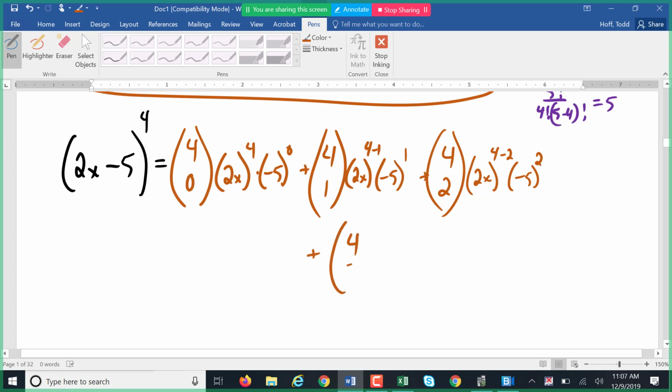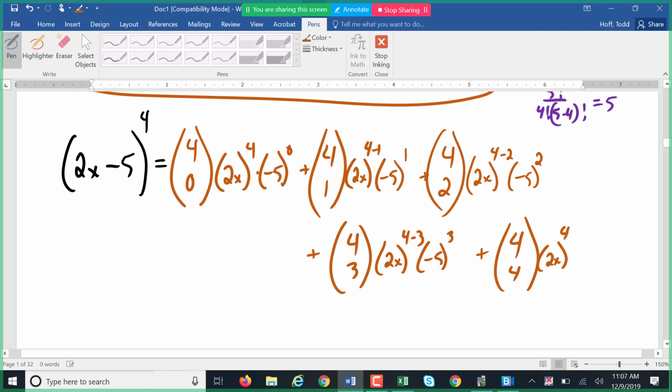Plus, we've got the 4 choose 3. 2x to the power of 4 minus 3, and negative 5 to the power of 3. And finally, we got 4 choose 4. 2x to the power of 4 minus 4, and negative 5 to the power of 4.